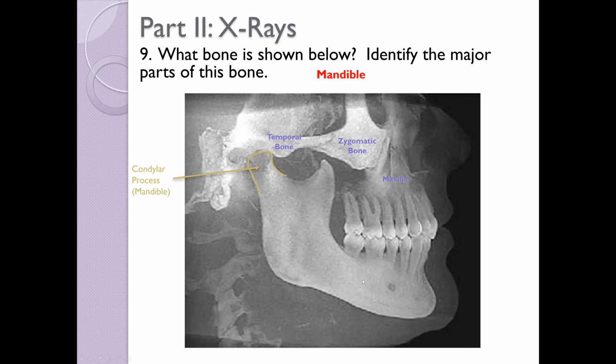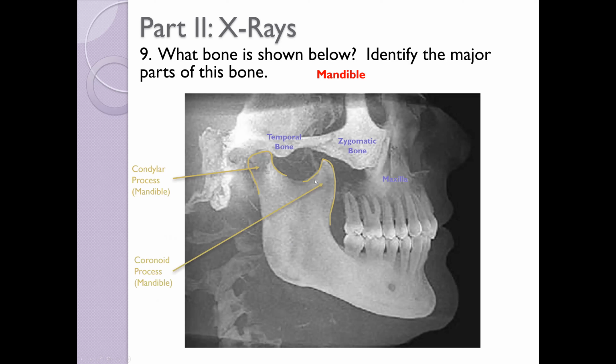And remember, when you see the word condyle, it has to do with a joint. So this is where the mandible is forming a joint with the temporal bone. So this is the temporomandibular joint, or TMJ. So that is the condylar process of the mandible.